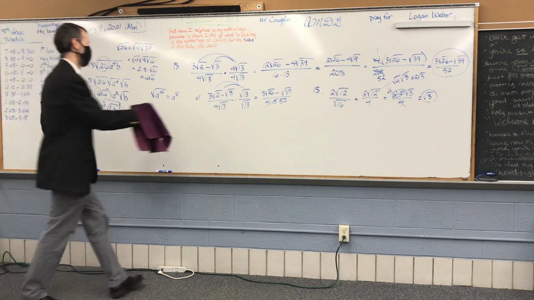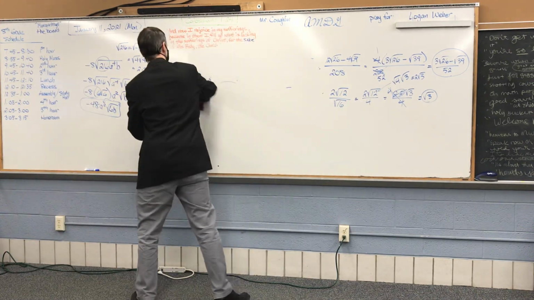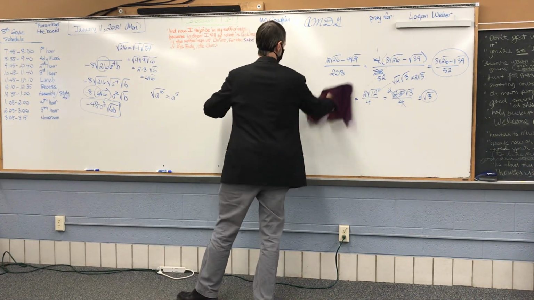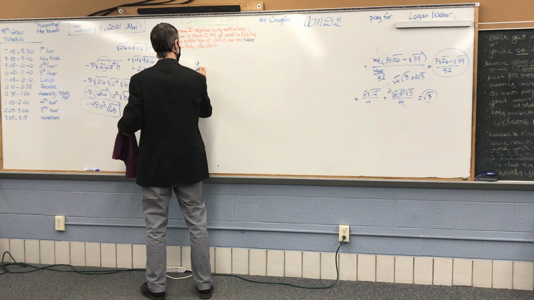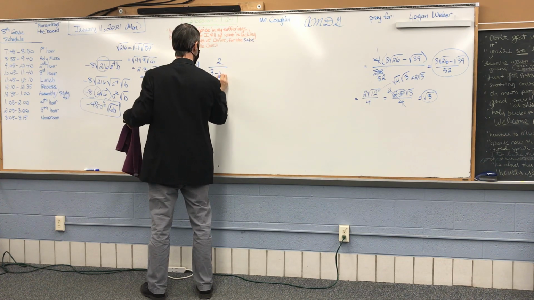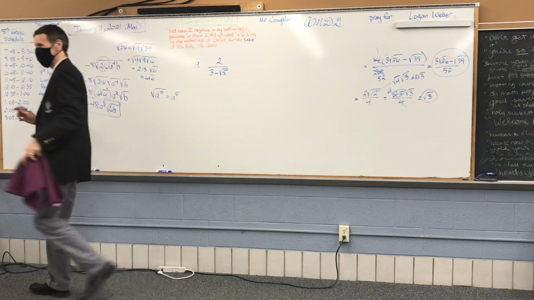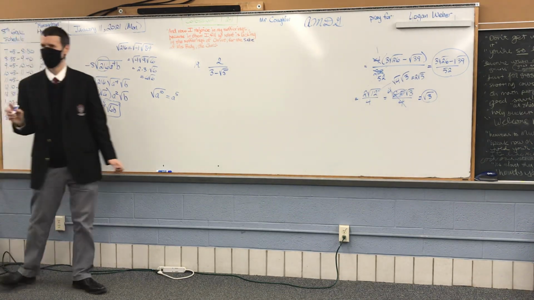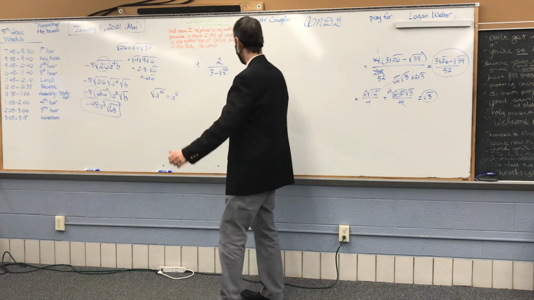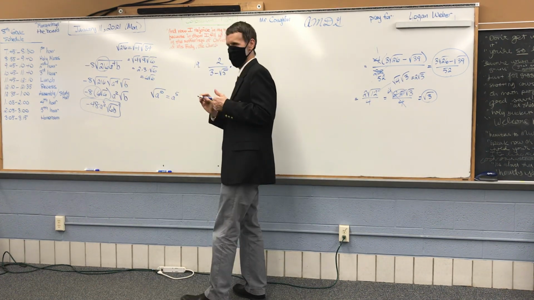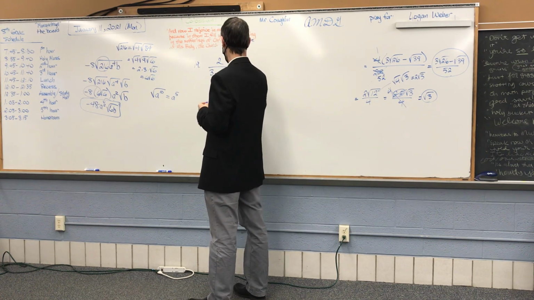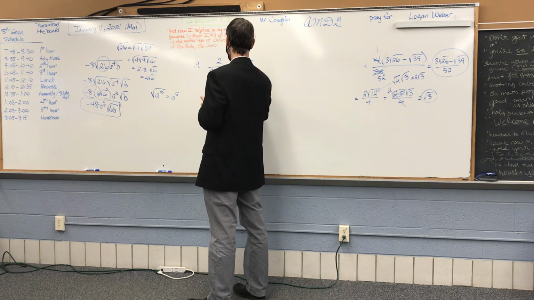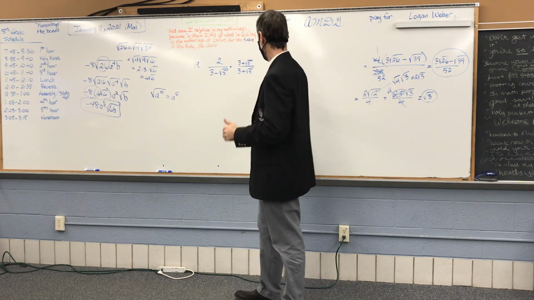Number 19, just a second. 2 over 3 minus radical 5. Yeah, that's a hostage situation. And then they tell me the cure for a hostage situation: a conjugate, nice word. What is the conjugate of this thing? 3 plus radical 5. Make sure you don't try 3 minus radical 5. It will not work. What do you get on top?